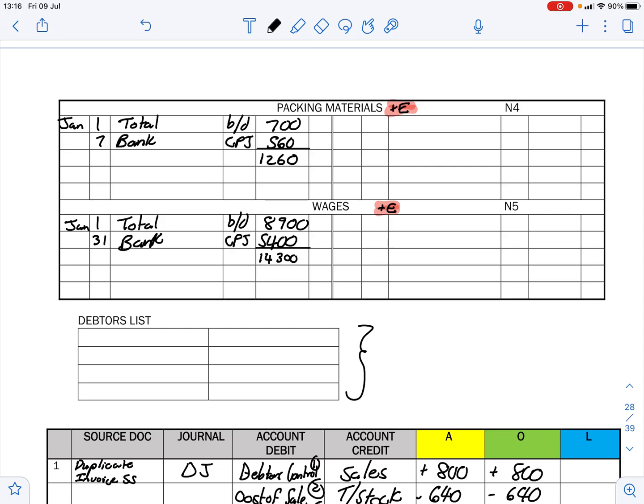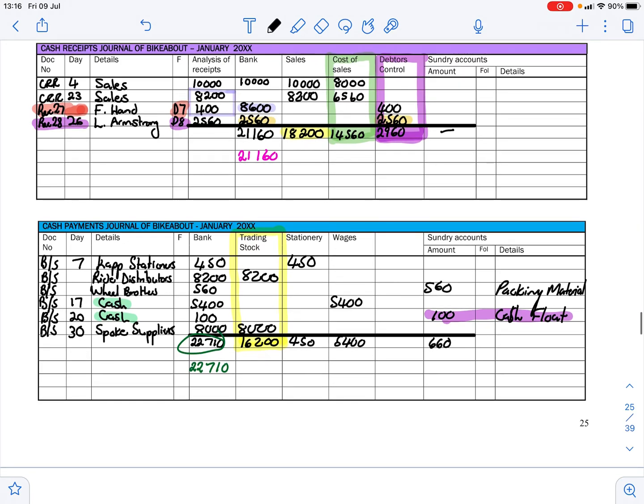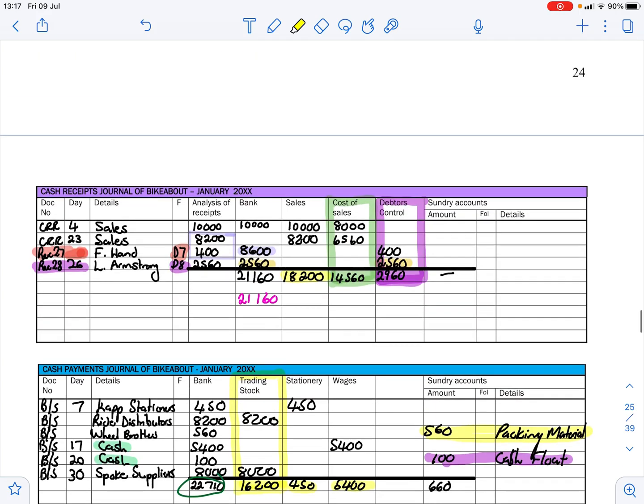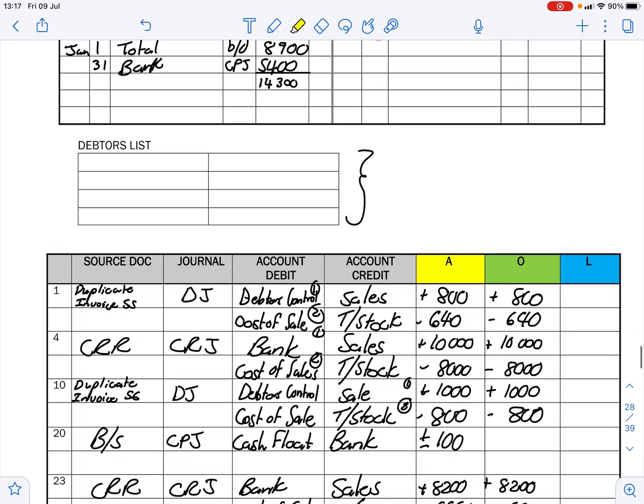So that is our ledger done and dusted, guys. If you just want to have a look up with me, our cash payments journal. So I used the total of the wages column for the wages account, the total of the stationery column for the stationery account, and then our 560 Rand for packing material in our packing material account.